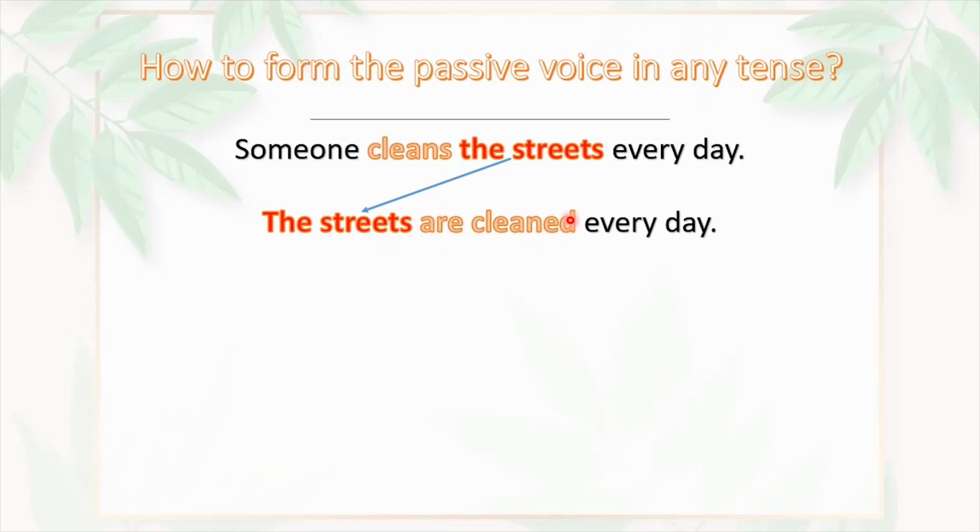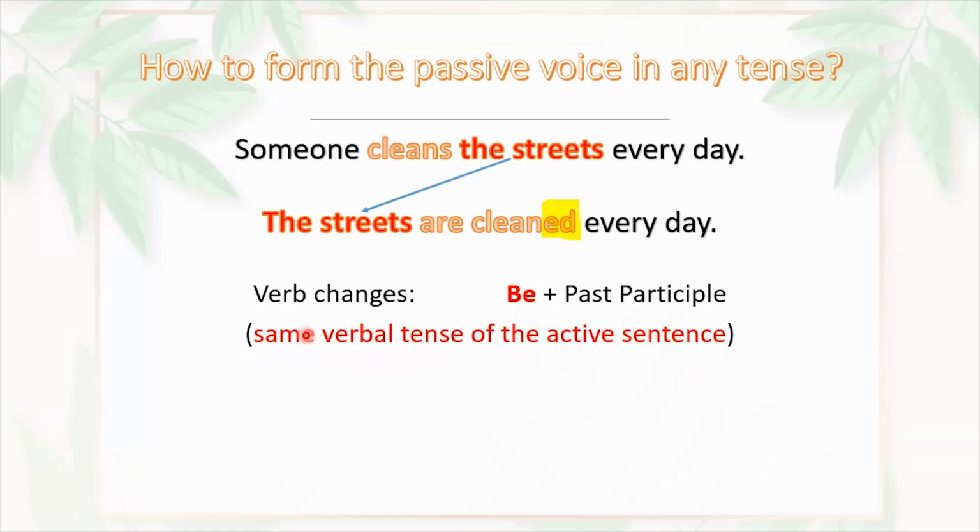Then we add the verb in the past participle of the verb clean. It becomes cleaned. So the sentence goes, the streets are cleaned every day. Keep in mind that cleaned, the ed here, is not a past tense, it's the past participle of the verb clean. The be itself should be consistent and similar in tense with the original verb of the active sentence.